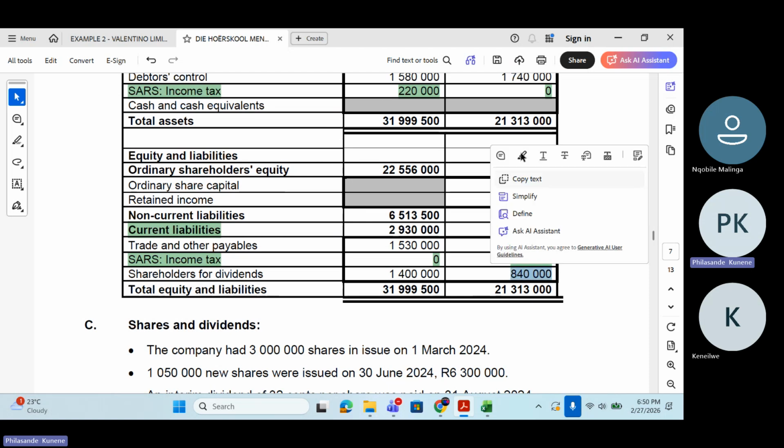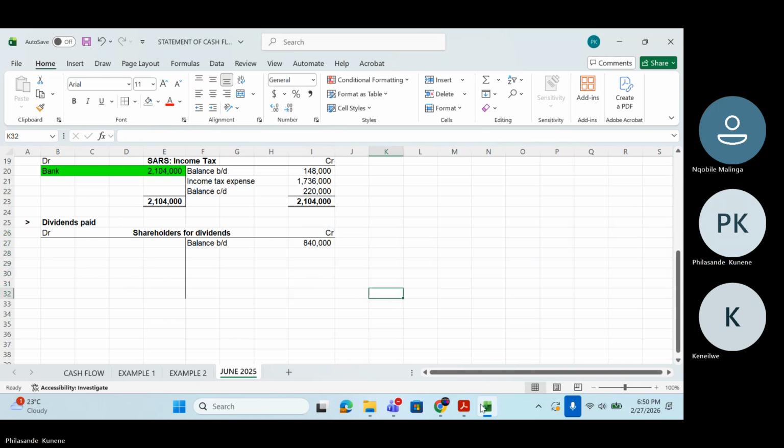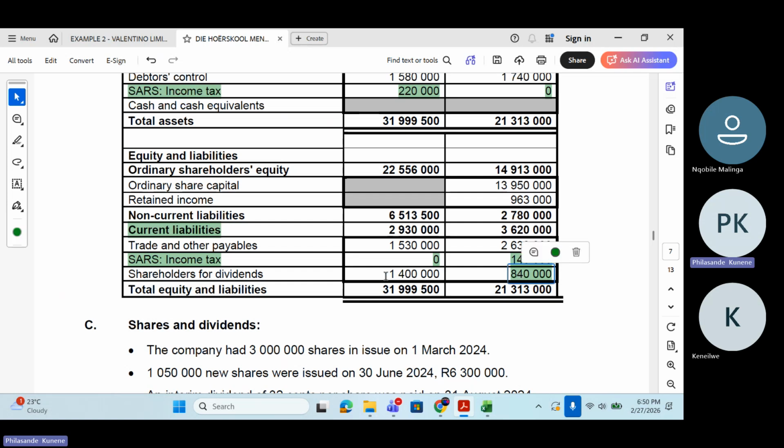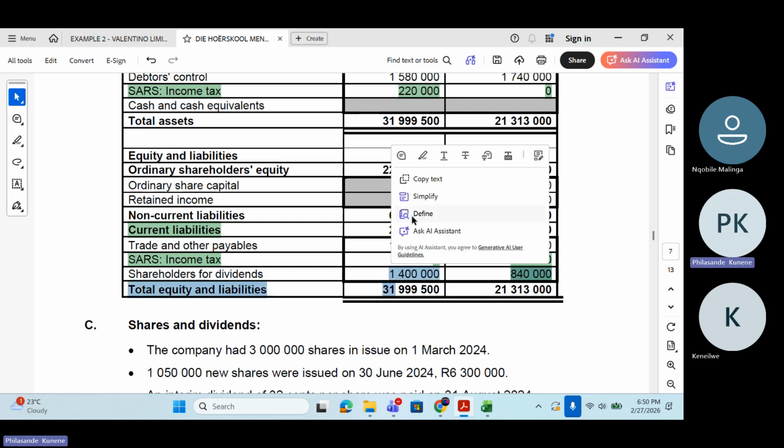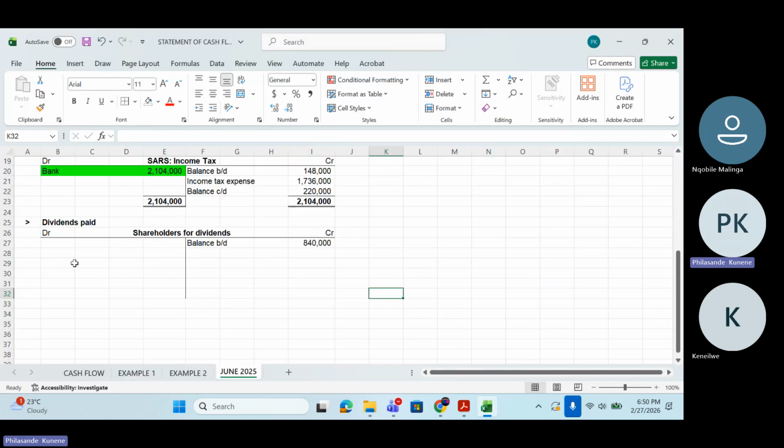840,000 is the opening balance. So I'm going to say balance brought down 840,000, because this is a liability account. You can see it's going to be like this because this one is a liability and then this one is a liability as well. So plus 1,400,000 shoulders for dividends, that is going to be my balance carried down, right?